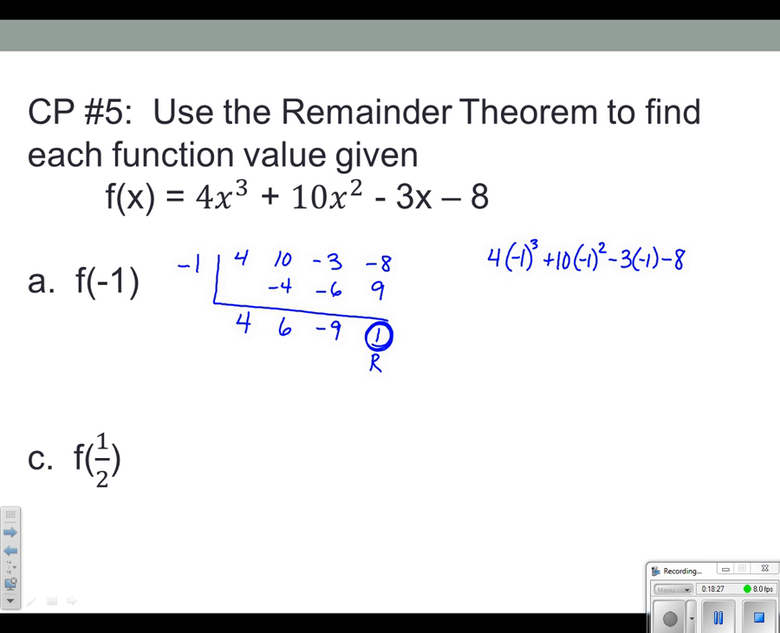So 4 times -1 cubed is -4. 10 times a -1 squared is a +10. -3 times -1 is +3. Putting that all together, I end up with 1. Okay, so that one checked out lovely. I purposely pulled one that had an f of 1/2. I used a fraction one, just to show you can still run a fraction through synthetic division as well. Okay, so let's do this one.